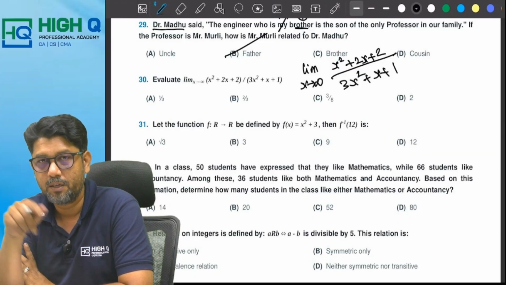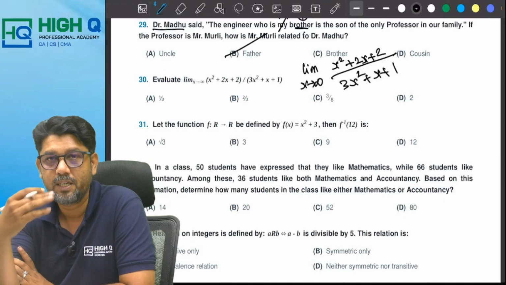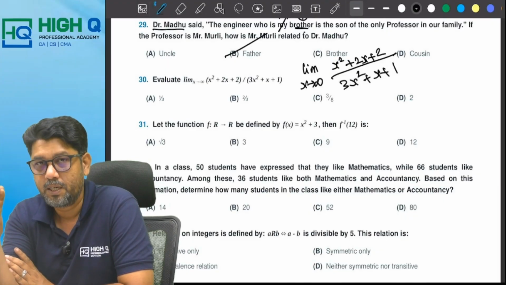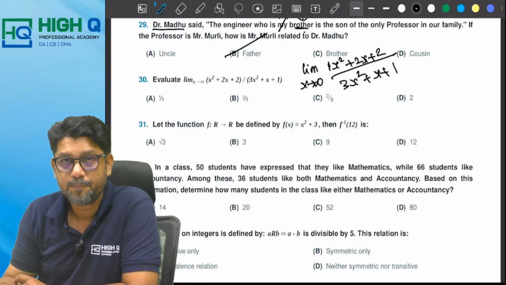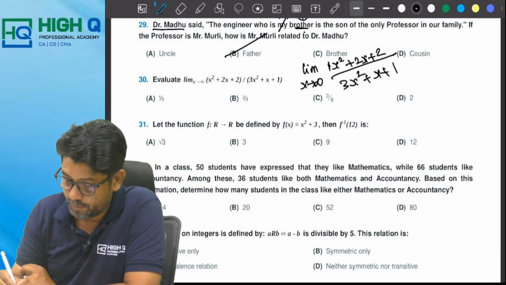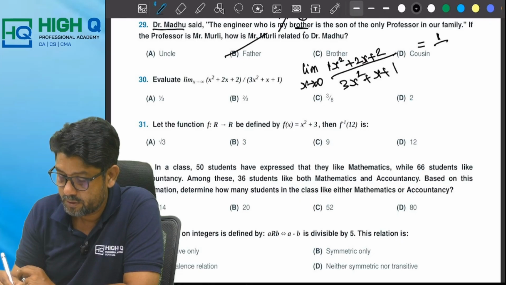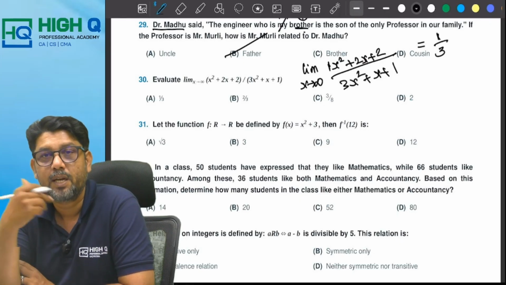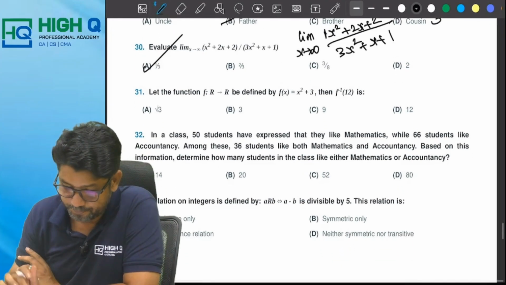The degree of the numerator is equal to the degree of the denominator. When limit x tends to infinity and algebraic expressions are given in p by q format, the degrees being the same means we take the coefficients of the highest degree of the numerator and denominator. The coefficient of the highest degree of the numerator is 1, and of the denominator is 3. Answer is 1 by 3. That's it.